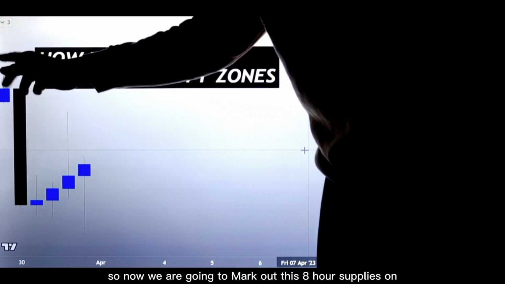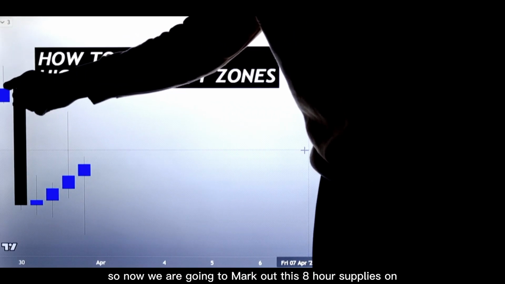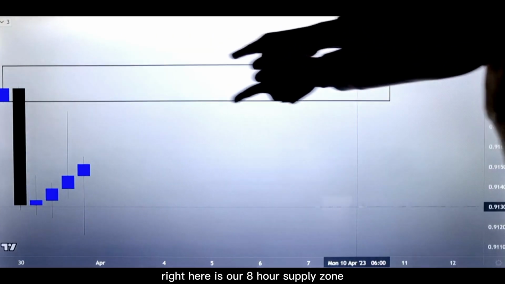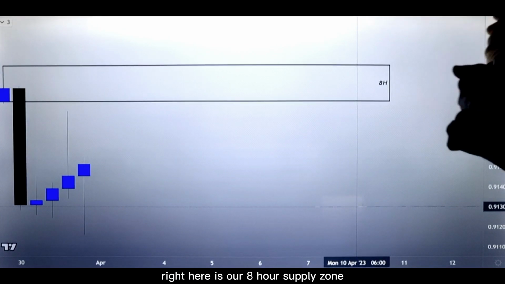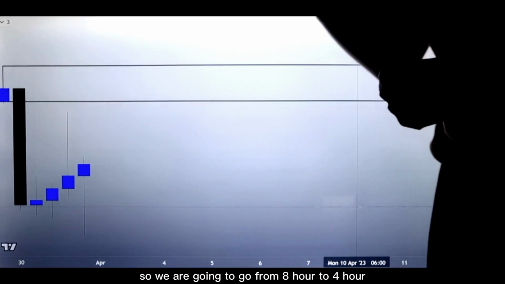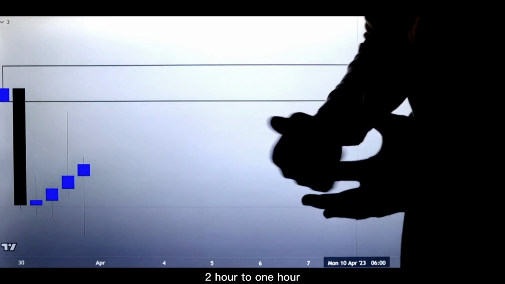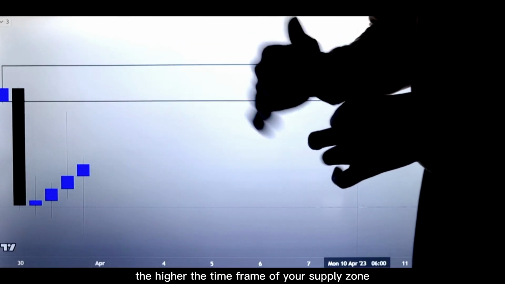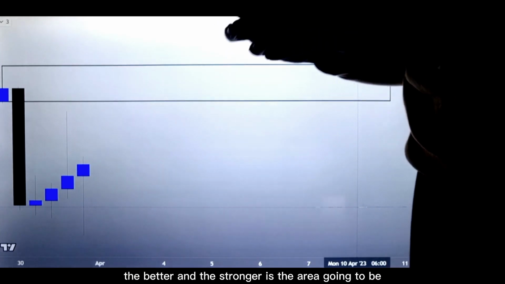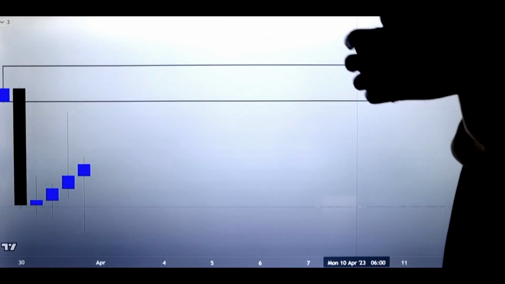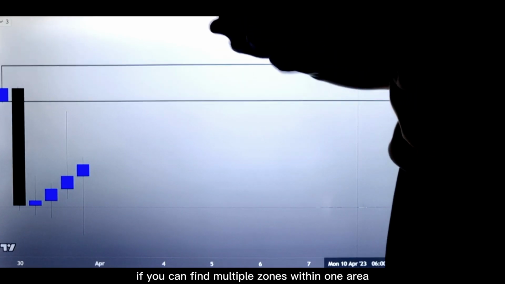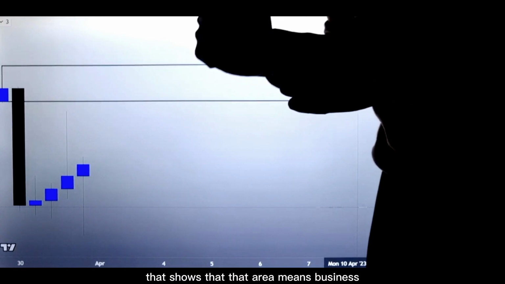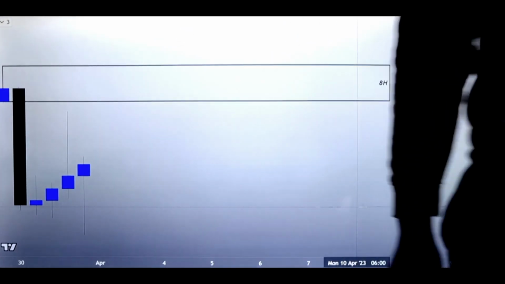Okay, so now we are going to mark out this 8-hour supply zone. So there you have it. Right here is our 8-hour supply zone. So we are going to go from 8-hour to 4-hour, 2-hour to 1 hour. The higher the time frame of your supply zone, the better and the stronger is the area going to be. If you can find multiple zones within one area, that shows that that area means business.